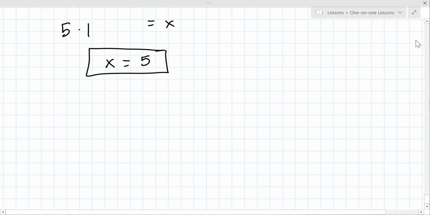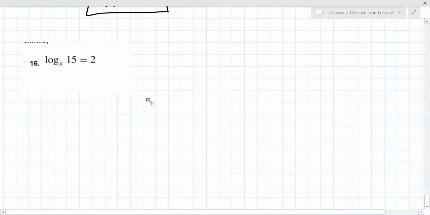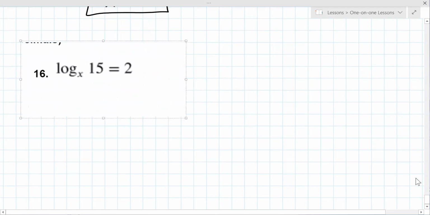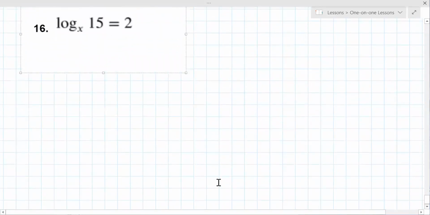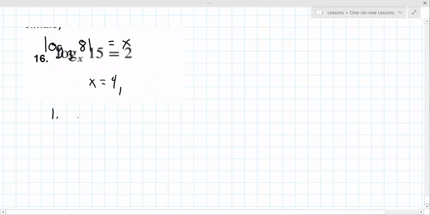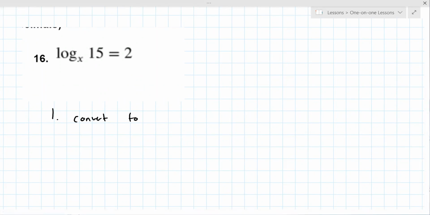So 16, I'm going to snip it in here. It's very different than the previous one because the variable is now in a really unusual place. Its position is the base. So the first thing you have to do here, which isn't obvious, is you need to convert this to exponential form. So basically, what we did in question 13 and 14, I need you to do that here.